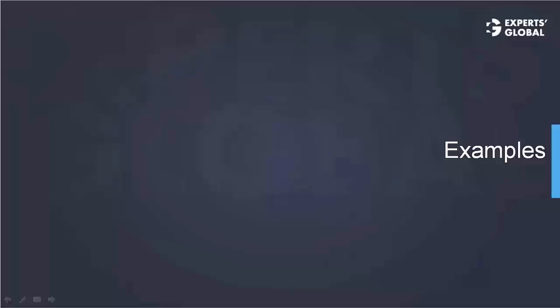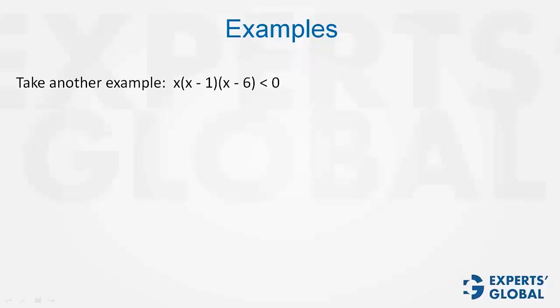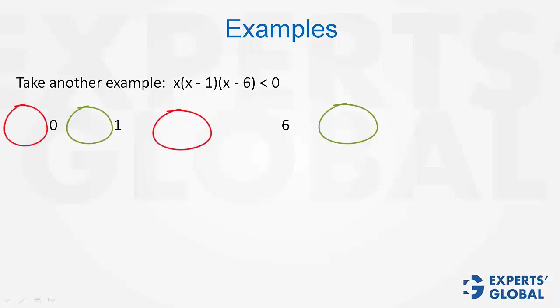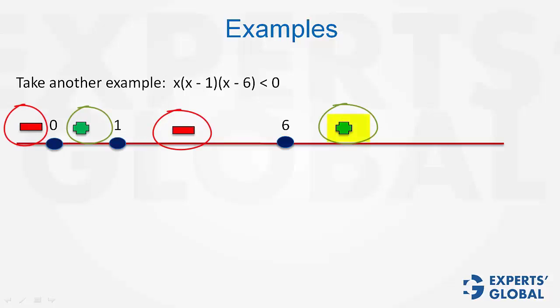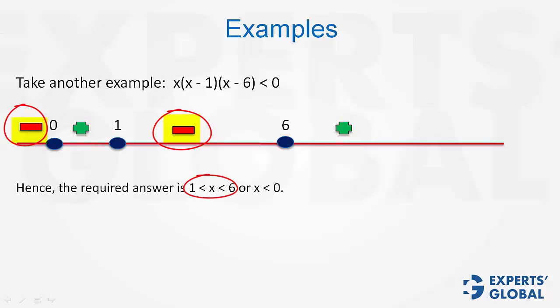Let's take some examples. Look at this one. Please pause the video, draw it yourself. The 3 nodes involved are 0, 1, and 6. That is when one of the 3 terms becomes equal to 0, respectively. Then you know that rightmost you will have a positive sign, and then alternately negative and positive signs. So this is what the graph looks like: positive, negative, positive, negative. The question is asking for negative values. Therefore, the required ranges are x between 1 and 6 and x less than 0.